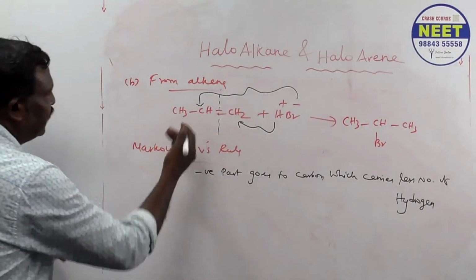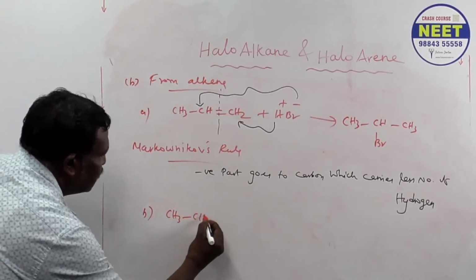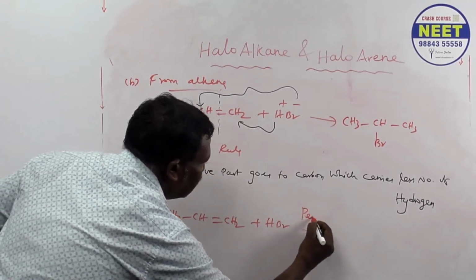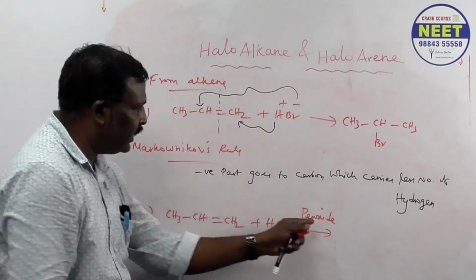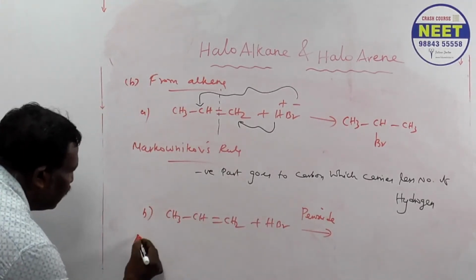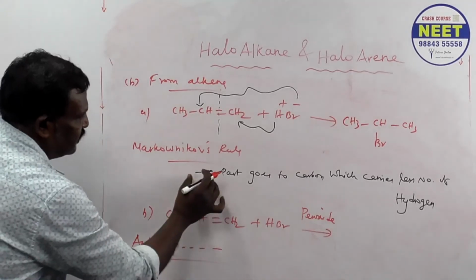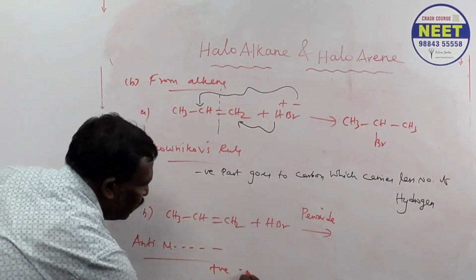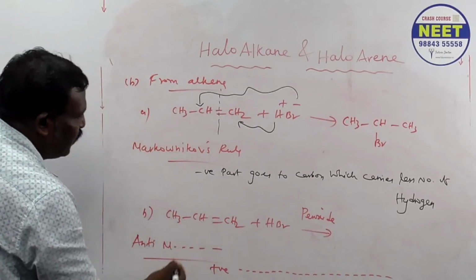Okay. The same thing, this is considered A. CH3, CH, double bond CH2, with HBr and, listen, peroxide. If you put any peroxide, everything is the same, but we are adding one catalyst. If you have peroxide, we should follow what rule? Anti-Markovnikov rule. Understood? Same thing here, instead of the negative part, we put what? The positive part goes to the carbon atom which carries less number of hydrogen. Are you following?